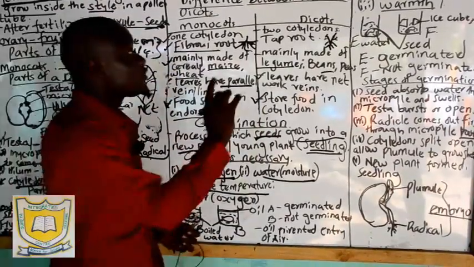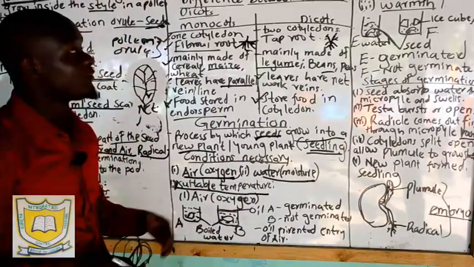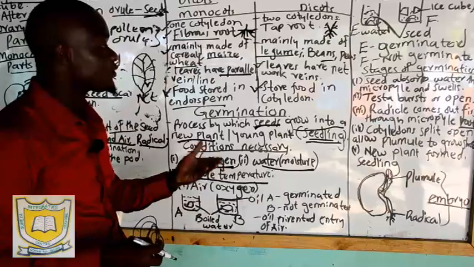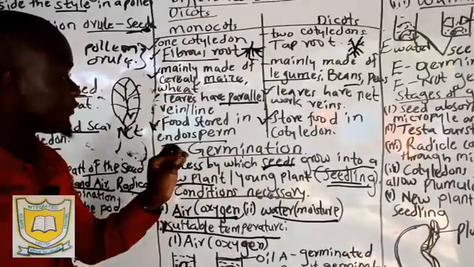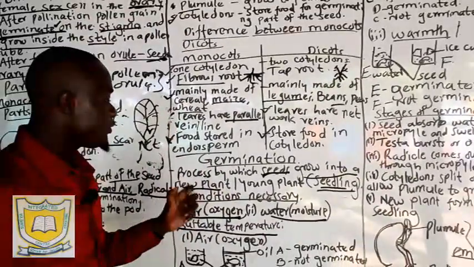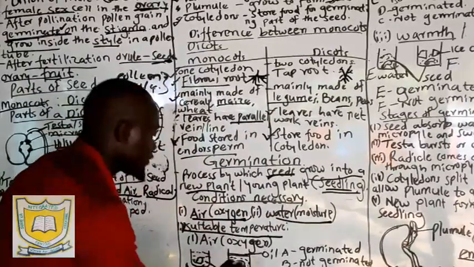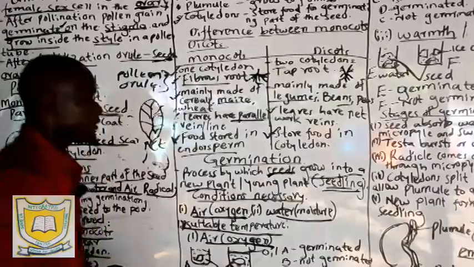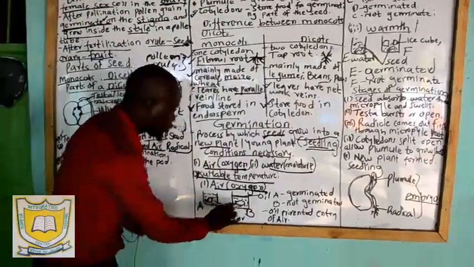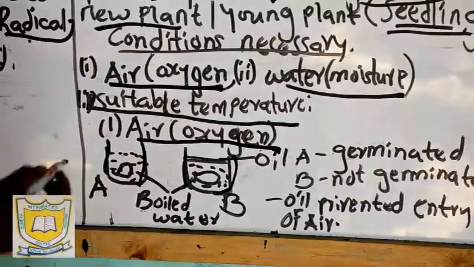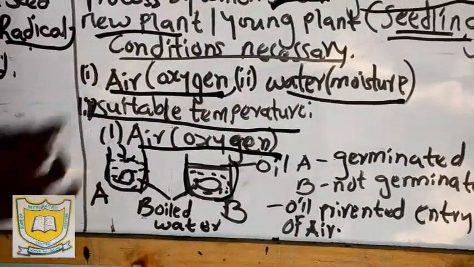Now they can draw for you an investigation, an examination, an investigation carried out to check on the success of germination. Number one, how can you investigate that oxygen is a requirement for germination? You need the following. Number one, you need two containers, and in the two containers, you put boiled water.